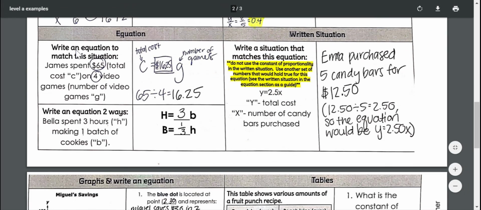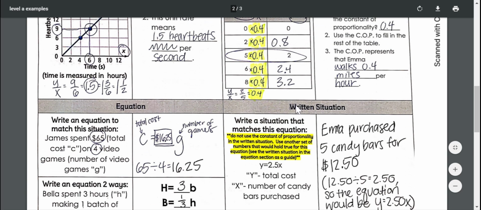All right, next for the equation, write an equation to match this situation. So for this one, we can think of it like a table: it would give you one of the ratios in the table, but it's not necessarily giving you the constant of proportionality right off the bat. So James spent $65, which is his total cost, on 4 video games, where the number of video games is G. So we need to write an equation that would help us determine the total cost for any number of video games. So in order to do that, you need to find the unit rate.